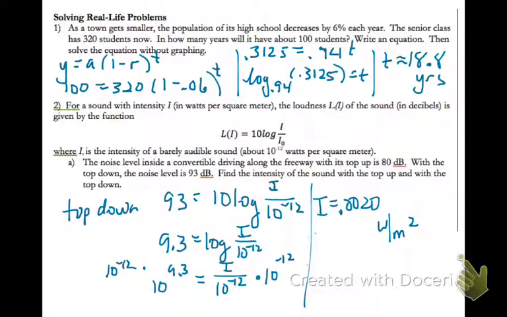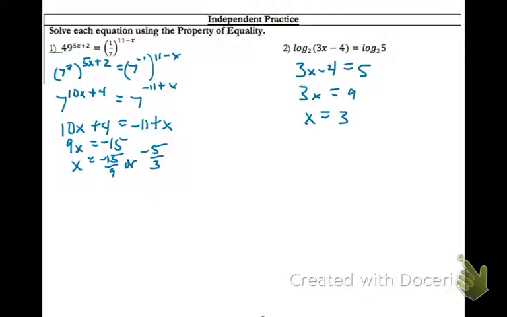Now do the independent practice problems, pause the video, and then come back and check your work. So for problems 1 and 2, we can, on 1, rewrite as the same base and set the exponents equal to each other, and you'll get -5/3. On number 2, we can set the log values equal to each other, solve, and you'll get x equals 3.